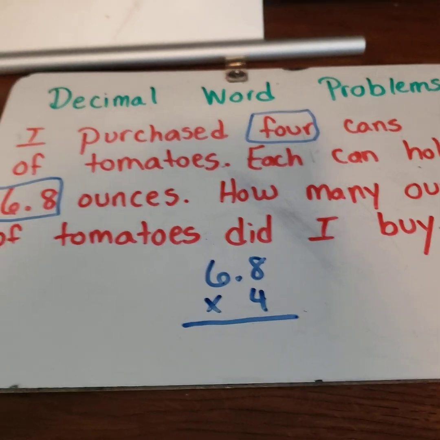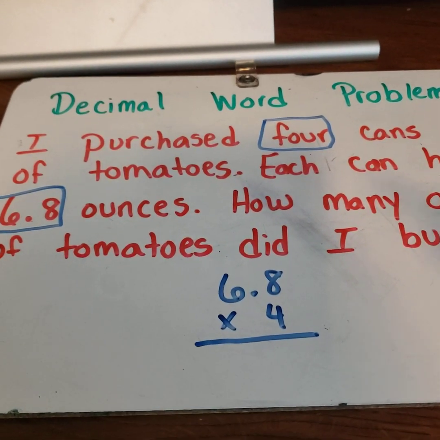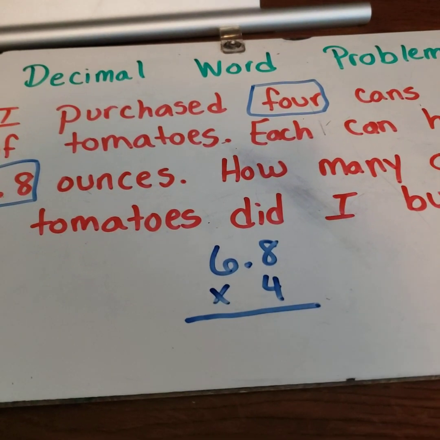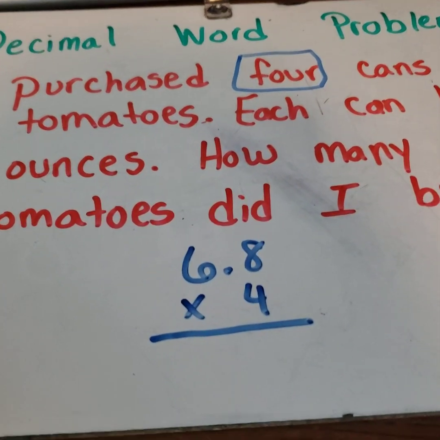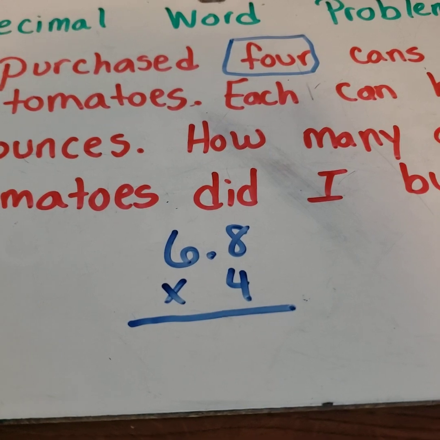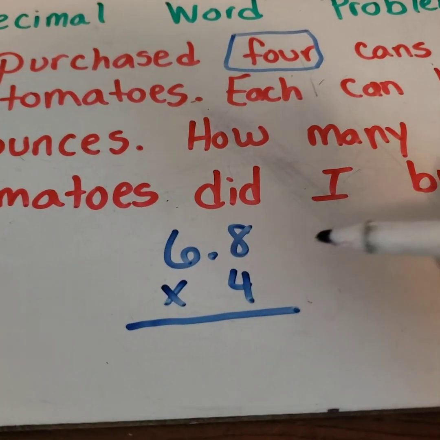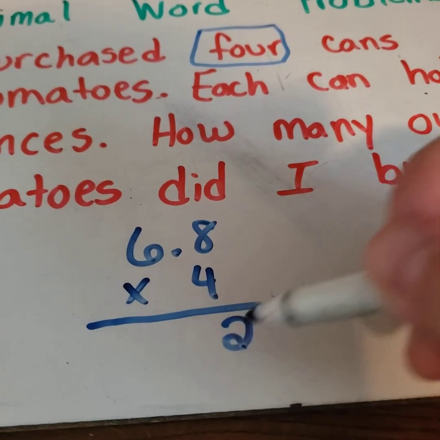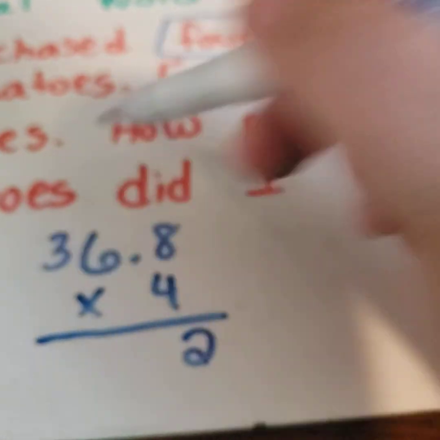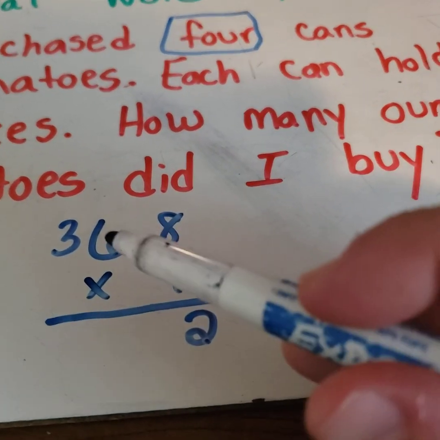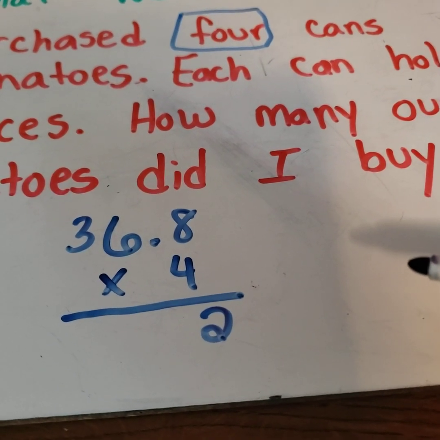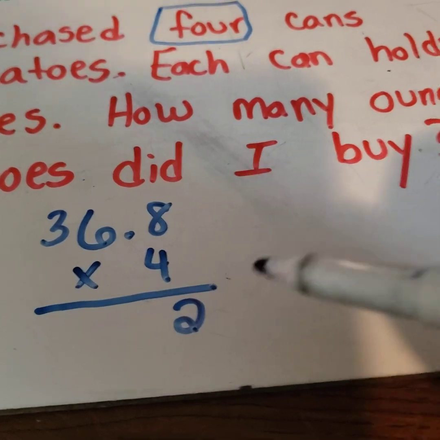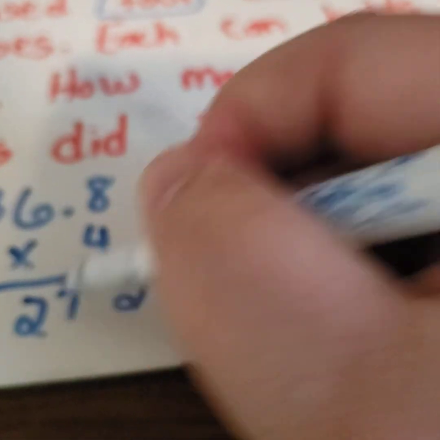So I've highlighted our key words. We've got 4 and we've got 6.8, and I've set that up. Now we know our rules for multiplying. First of all, you just multiply that decimal out. So you say 4 times 8 is 32. Put down your 2, carry your 3. 4 times 6 is 24, plus that 3 is 27.